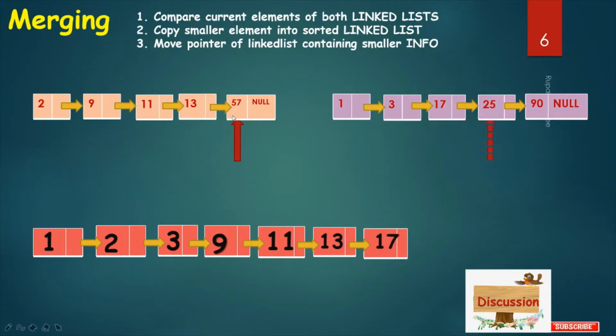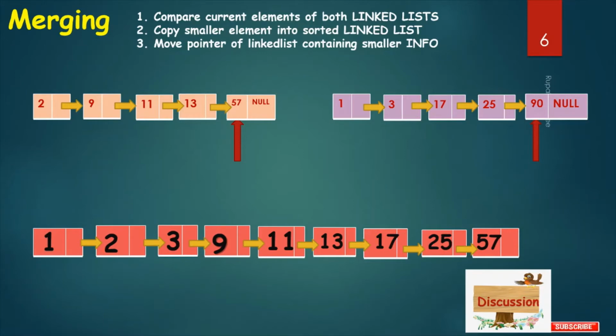Now compare 57 with 25, 25 is less, so copy 25, create one new node, copy 25 and increase this pointer because I copied from the second linked list. Now compare 57 with 90, 57 is less, so copy 57 and I have to increase this pointer. When I increase this pointer, it is null. And when this pointer is null, then we can say that I reached the end of the first linked list. If I reach the end of the first linked list, I have to copy all the remaining elements from the second linked list because the linked lists are individually sorted.